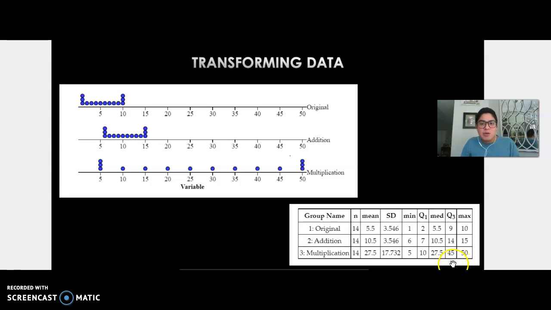Well, let's look at the IQR. 27.5 minus 10, that's 17.5. My original IQR was 7, so 7 times 5. Oh, sorry, 45 minus 10, 35. Okay, so 7 times 5 is going to give me 35. So that's a little wonky here.